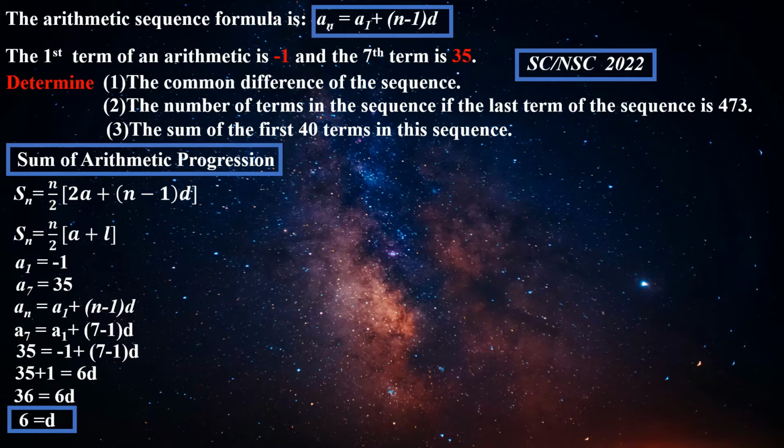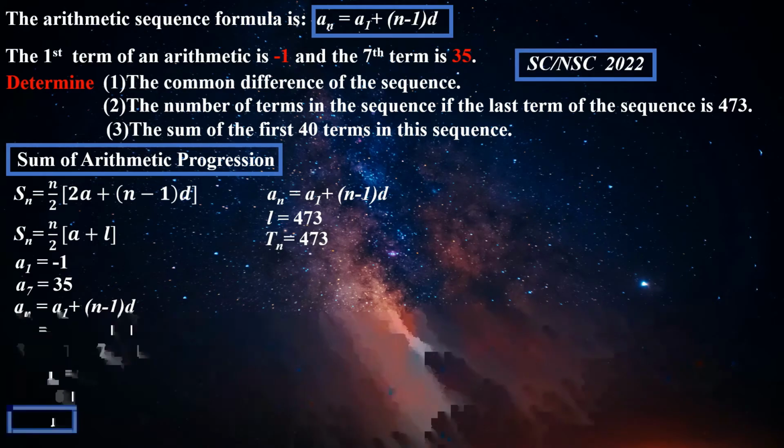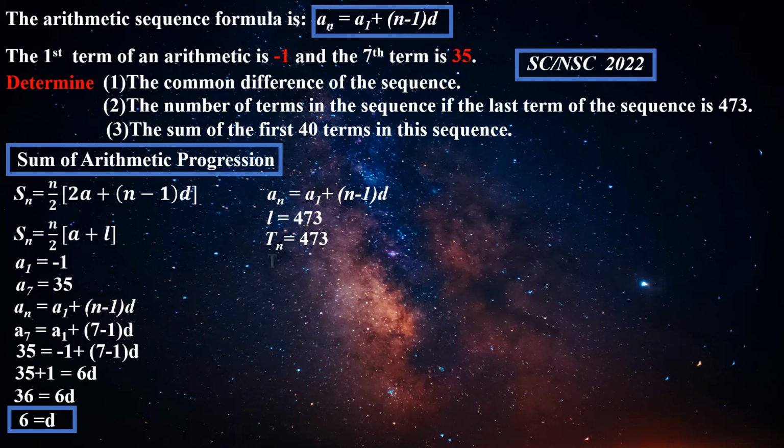Find the number of terms in the sequence if the last term of the sequence is 473. So this is the formula, and we have our last term, which is 473, right? Okay, so now, we know that the last term, let's just say Tn, is 473, but we don't know the value of n. So by using that formula, you can say Tn is equal to a1 plus n minus 1 times d, right?